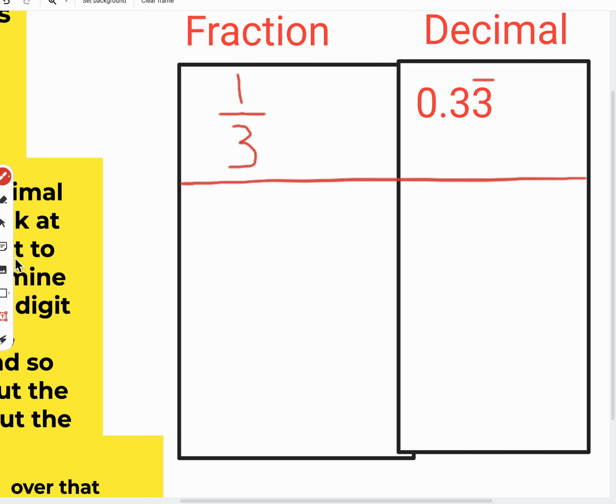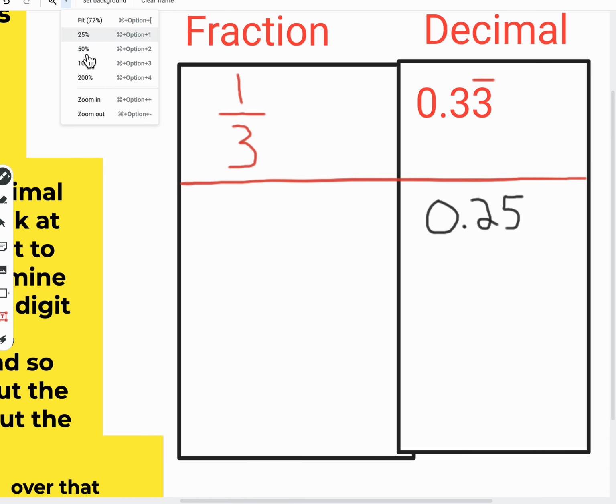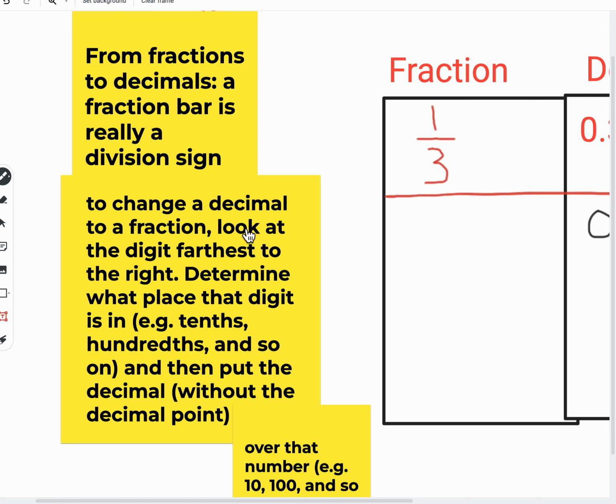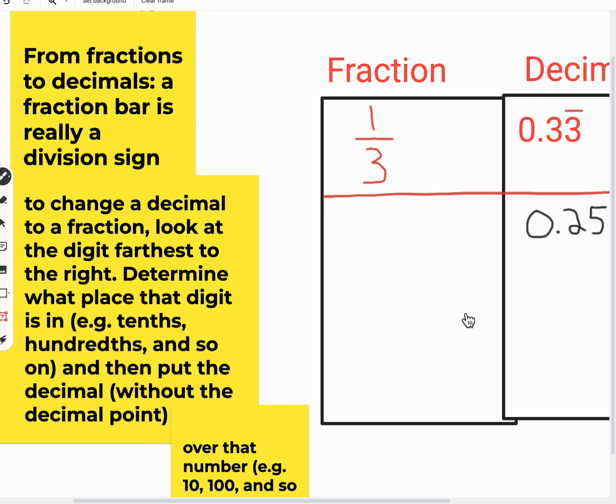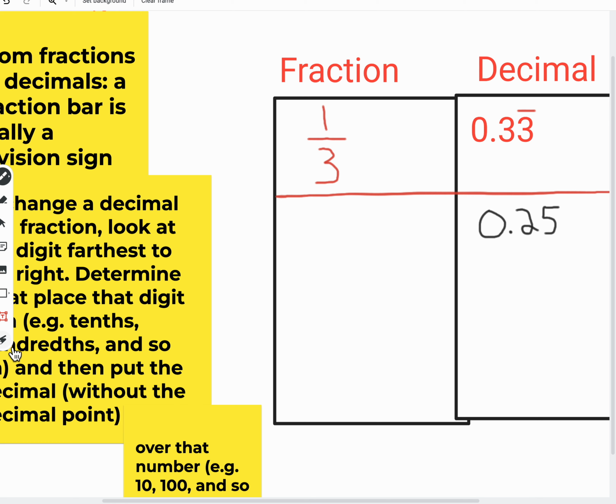Now, let's try a decimal. 0.25. Here we can follow our rules. We will need to look at the digit farthest to the right. This will be 5. And then determine what place that digit is in. Here we have 25, the 5 is in the hundredths.